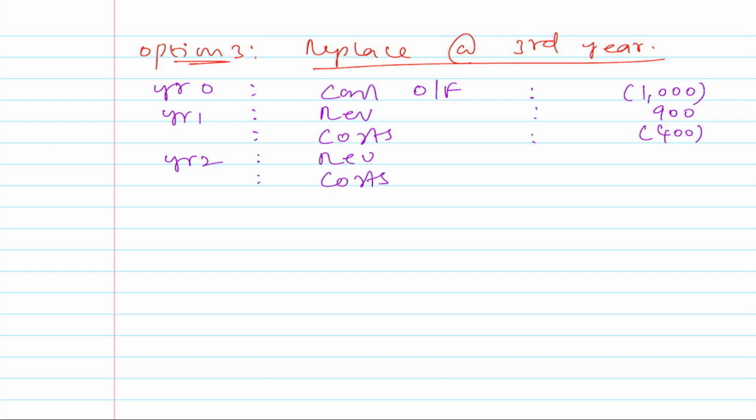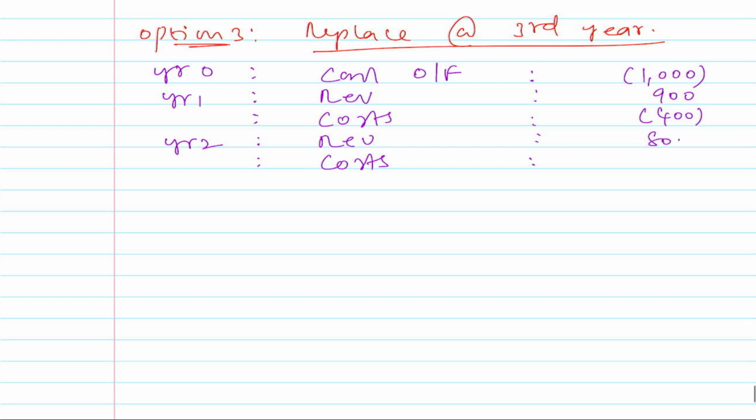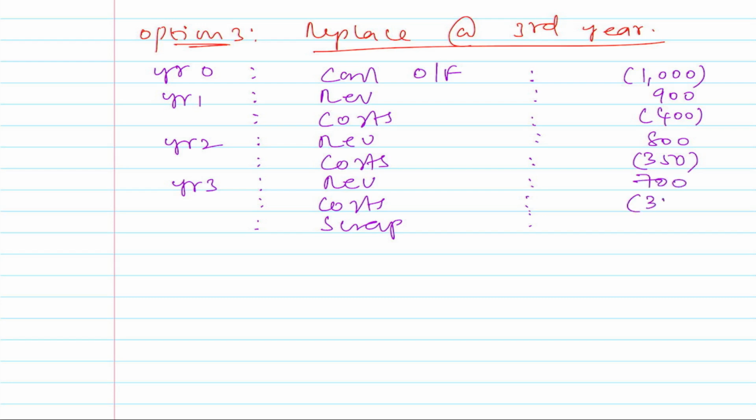Year 2. Revenue, cost. Scrap taken or not to be taken? Not to be taken. How much? 800, 350. Next year 3. Revenue, cost, scrap. Tell me, what is the revenue? You have the information with you? Tell me how much? 700, 350, 150. These are all the various cash flows.